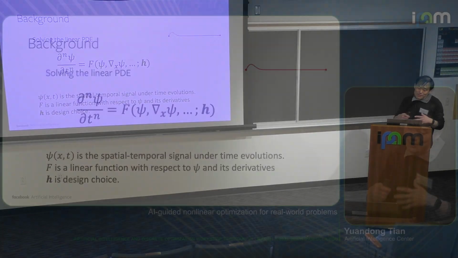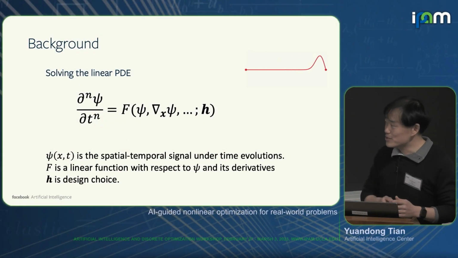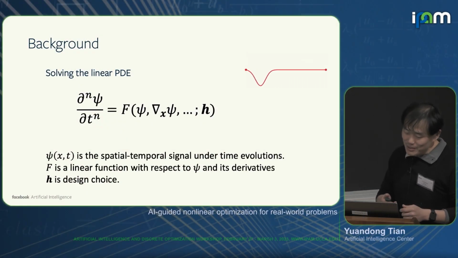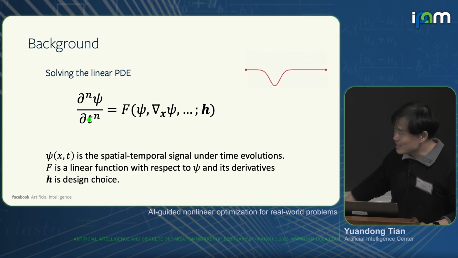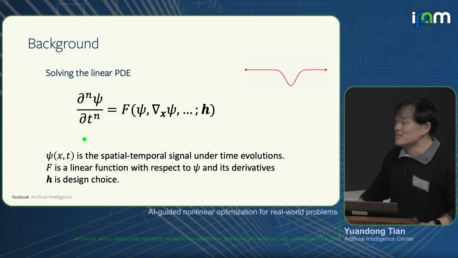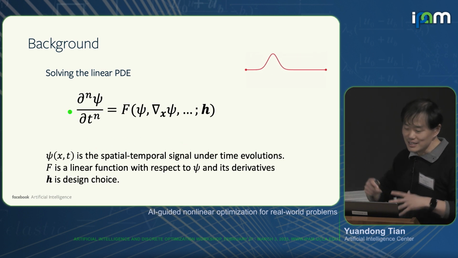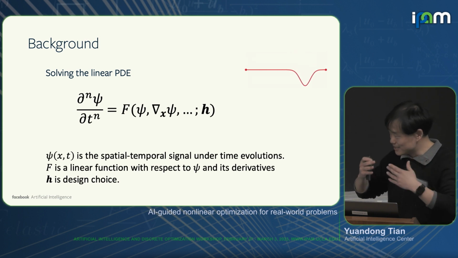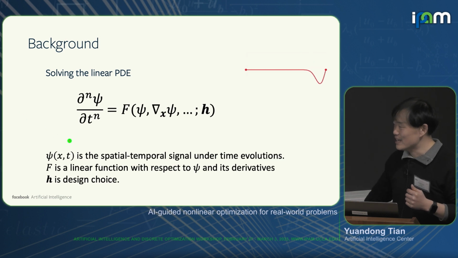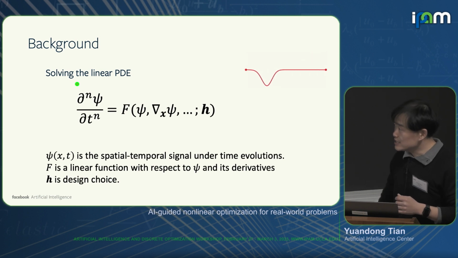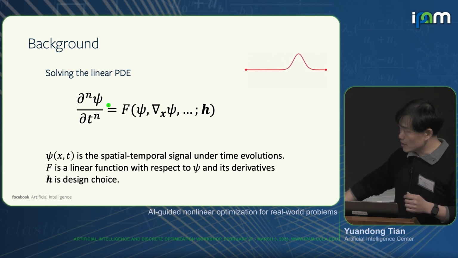So here we are talking about trying to solve linear partial differential equations. You basically think about equations where you have some spatial temporal signals. This can be electromagnetic waves in space and how they evolve over time. It can be an electric field, a magnetic field, any kind of continuous field quantity. And then you basically want to solve this problem.